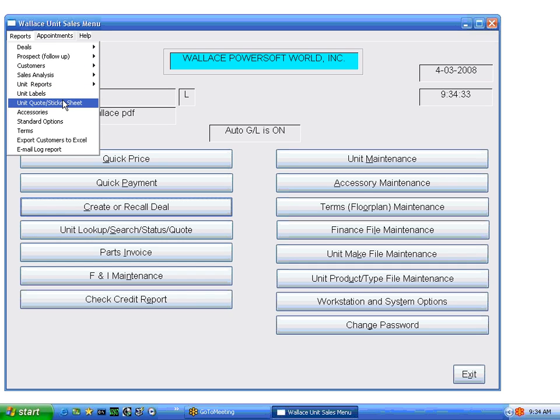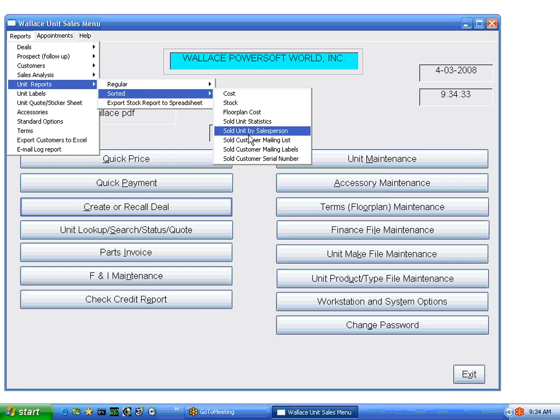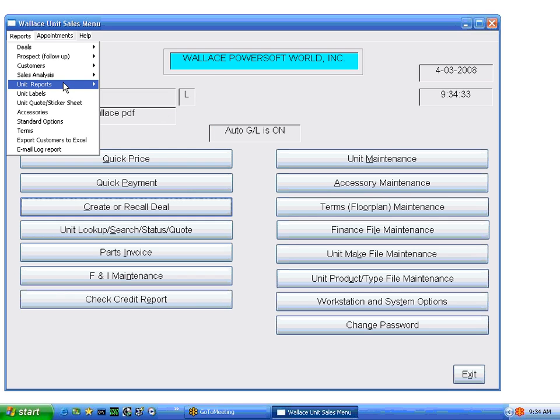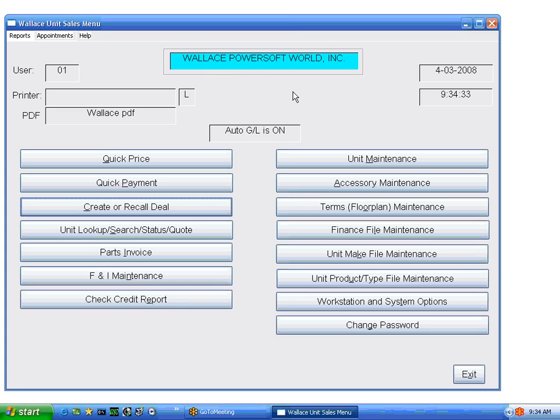Okay, so there's various reports that you can run here. Obviously, sold units by salespeople. There's lots of sales reports that you may want to look at. Also, you can export all this information into an Excel spreadsheet and run whatever report you wish. Okay, that concludes some of your basic reports. Obviously, there are much more reports that you can do. We'll be going over that on a further chapter.